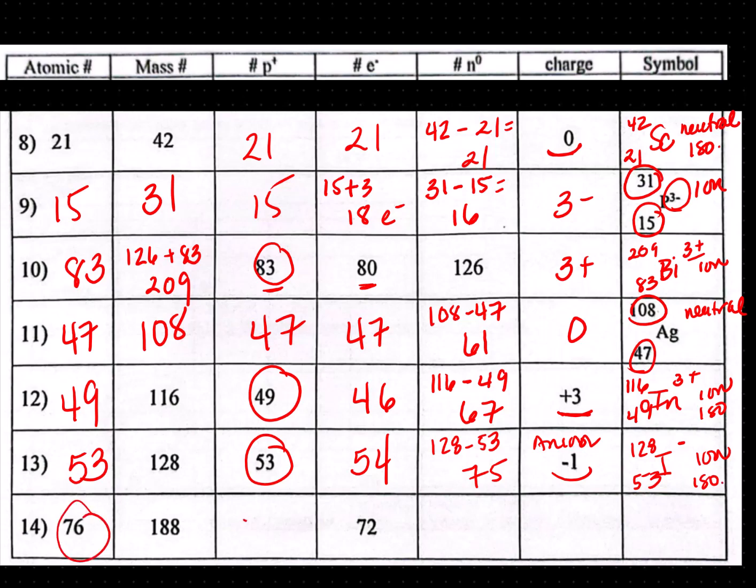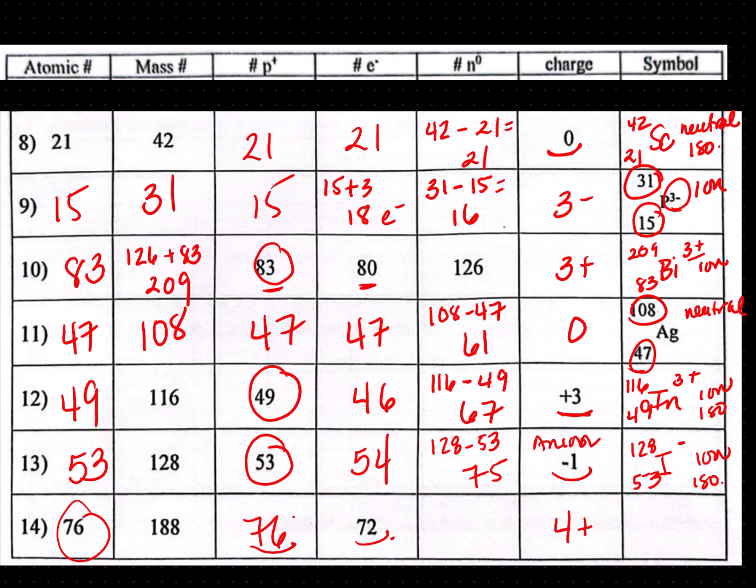76 gives you the number of protons. Atomic number is always the number of protons. The number of protons and electrons are not equal to each other. This is a charged atom. 76 minus 72 is 4. It is a positive charge because there are more protons than there are electrons.